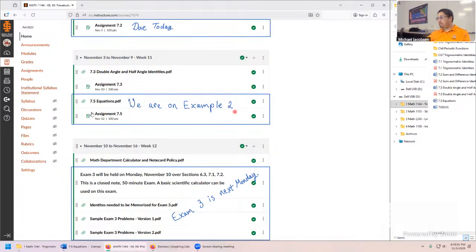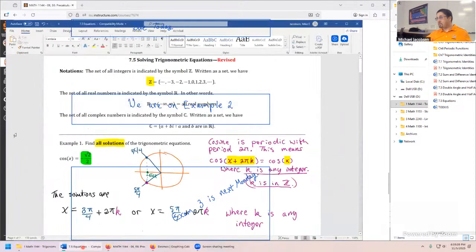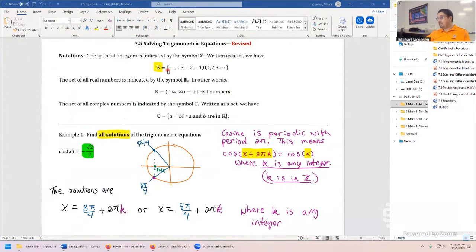Okay, well, here's where we left off. We didn't get too far in section 7.5. In fact, we only solved one equation. We mentioned first just some notation. We're focusing on this bold letter Z here, a great symbol for mentioning the set of all integers. And we need that because we use periodicity when we are trying to find all solutions to a trigonometric equation.